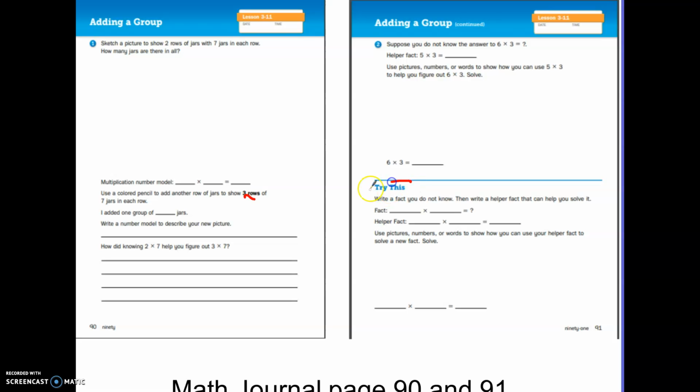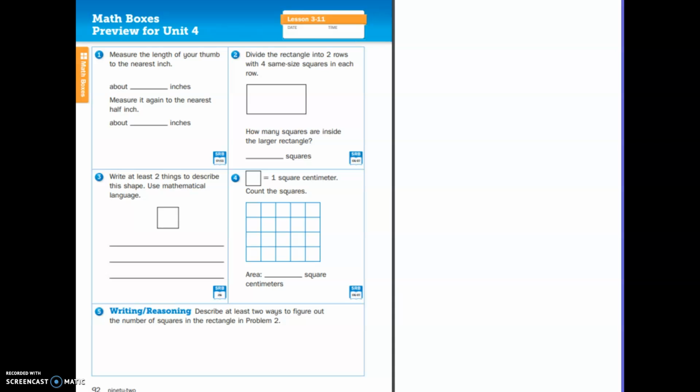For this one down here, try this. You can make up your own to do. That would be fun and challenging. And then math boxes. This is page 92. Okay? Now when you're reading through the questions, read it once, read it twice, read it 3 times to make sure that you understand what you need to do. And if you have to, you can get your student reference book and go to those pages for some help. Good luck.